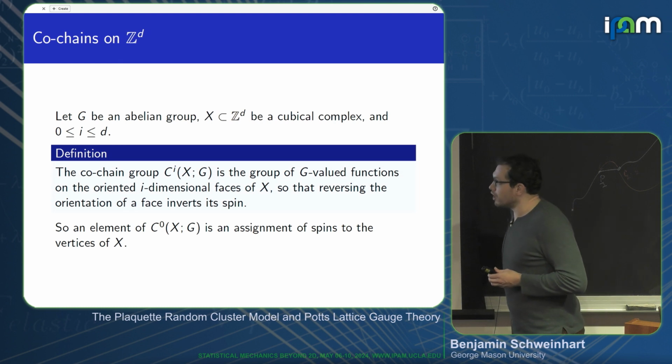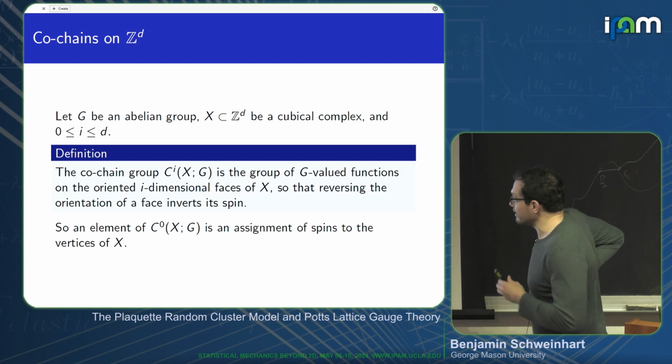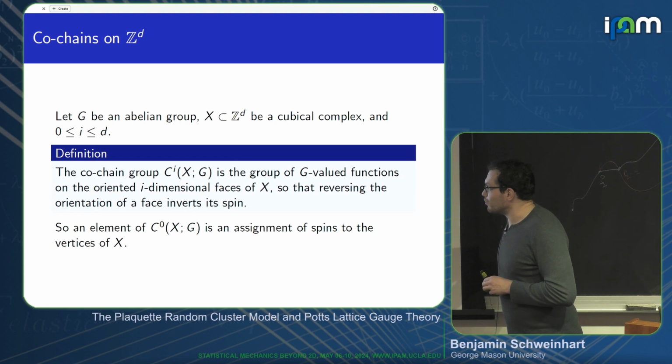So the cochain group on a cell complex X is just an assignment of spins in an abelian group to the i-dimensional faces of that cell complex. If you're more used to the traditional terminology, you would call this a discrete i-form. But I'm going to stick with what I am used to.